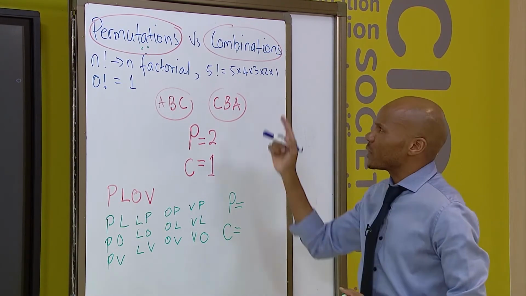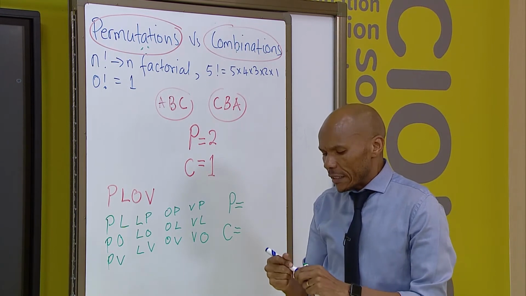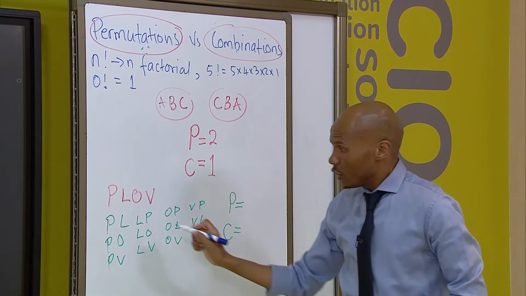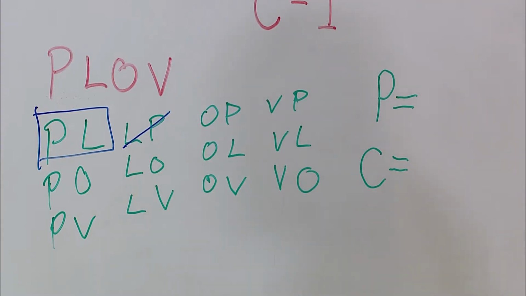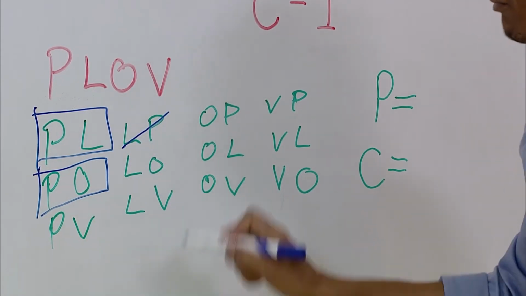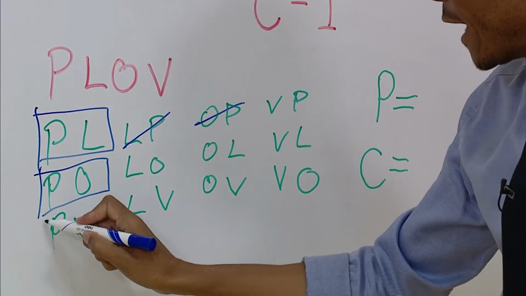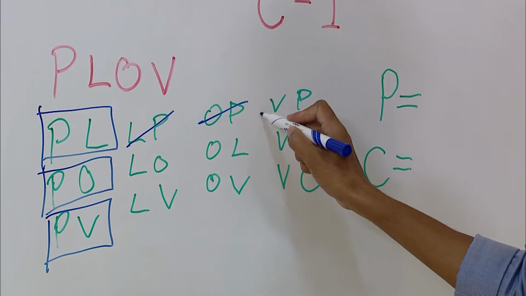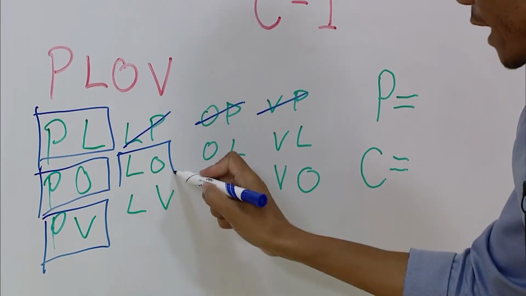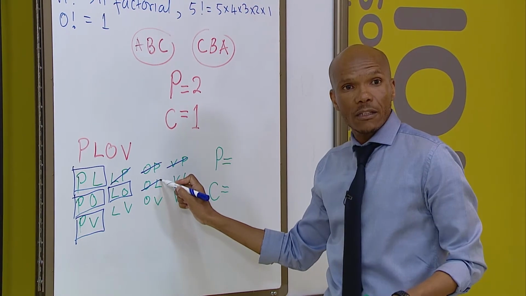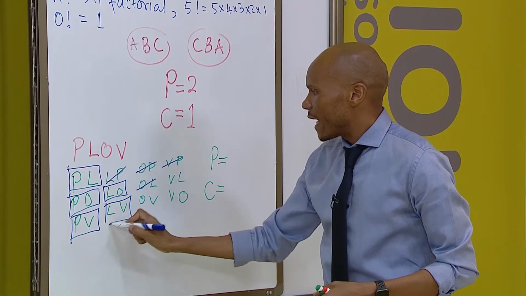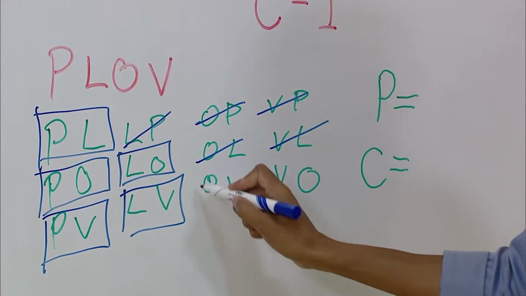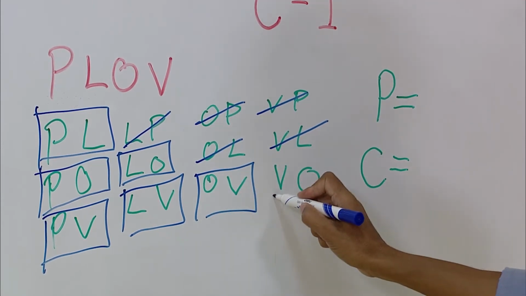So in this case, because we said in combination the order does not matter, if I choose here PL, I don't need LP because it's still the same combination of L and P. If I choose PO, I don't need OP. And if I choose PV, I don't need VP. If I choose LO, I don't need OL. So I am cancelling out all the repeating combinations. And if I choose LV, I don't need VL. And if I choose OV, I don't need VO.